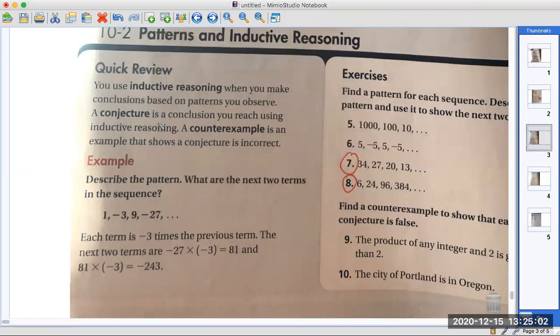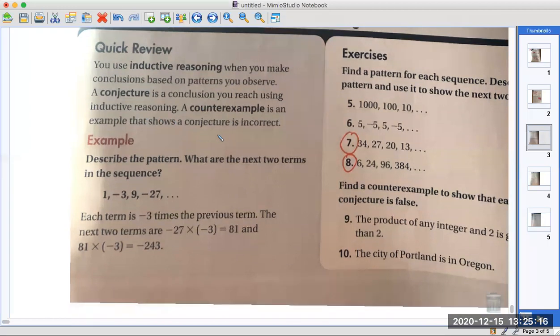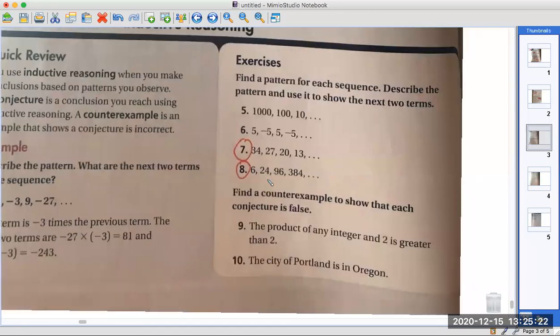That's kind of like logic. A counterexample is an example that shows a conjecture is incorrect. So if you can show one example that a conjecture is false, then the whole conjecture is false. All it needs is one counterexample. And then it gives you an example here, and then you're going to try number 7 and 8. Okay.